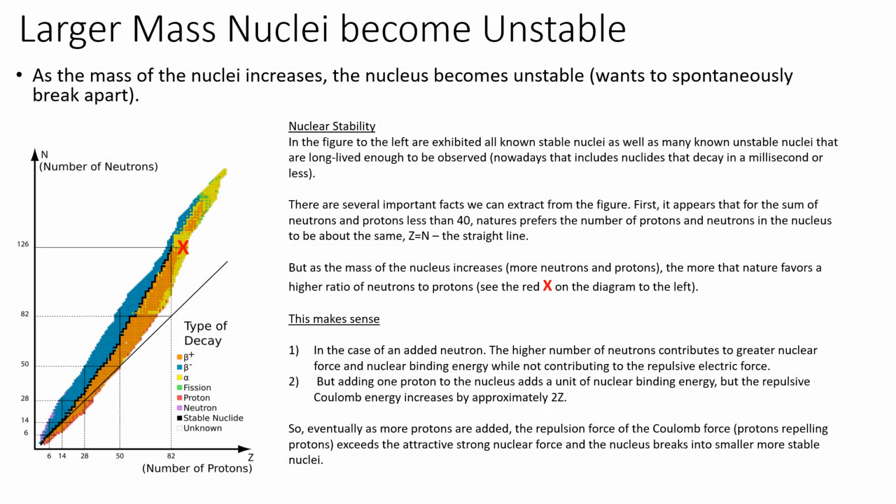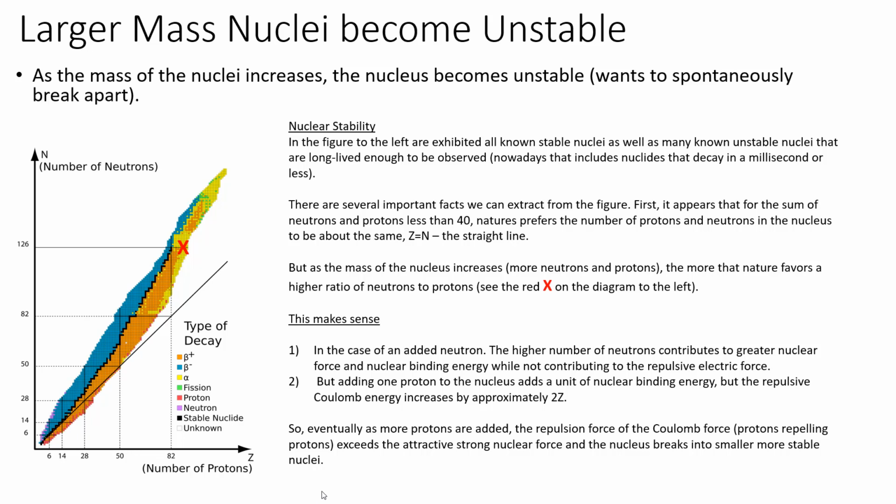As the mass of the nuclei increases, the nucleus becomes unstable. It wants to spontaneously break apart. And the larger it is, the shorter the half-life. So in this figure, on this axis, I've got the number of neutrons, and on this axis, I've got the number of protons. And this black line right here are stable nuclei.